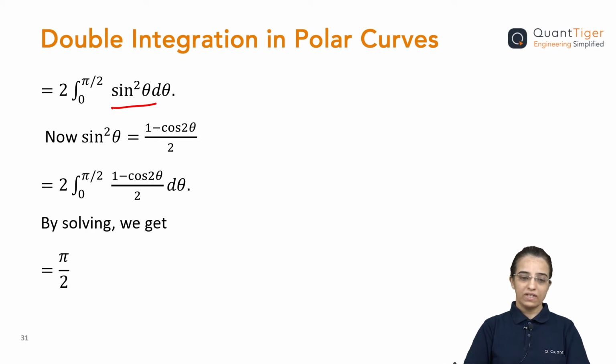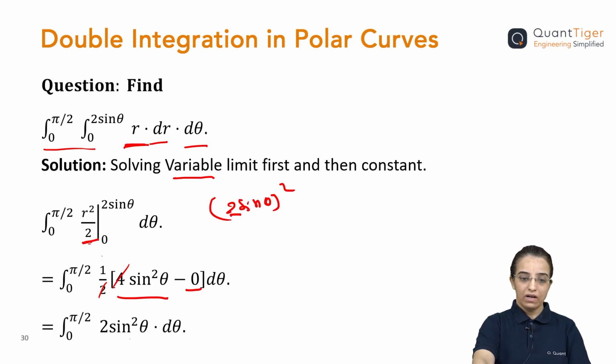So 1/2 is a constant by using this formula. Now the 1/2 I can take outside the integration sign, and by solving this one I will get pi by 2. So this is how we can solve it when we do the double integration in polar curves. एक लिमिट जो होगा वो r का रहेगा और दूसरा लिमिट जो होगा थीटा का रहेगा.